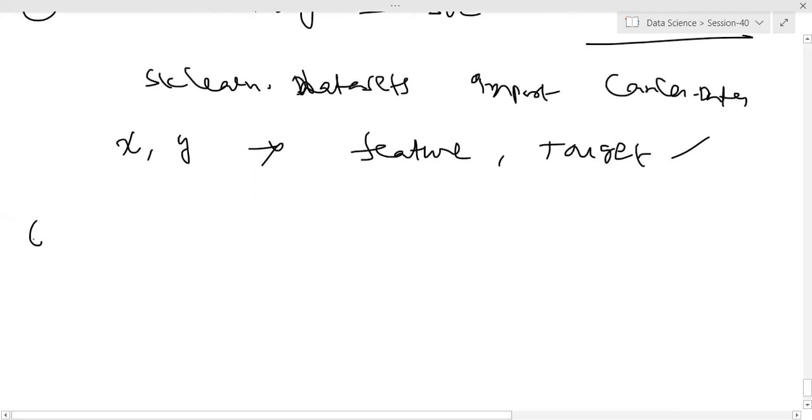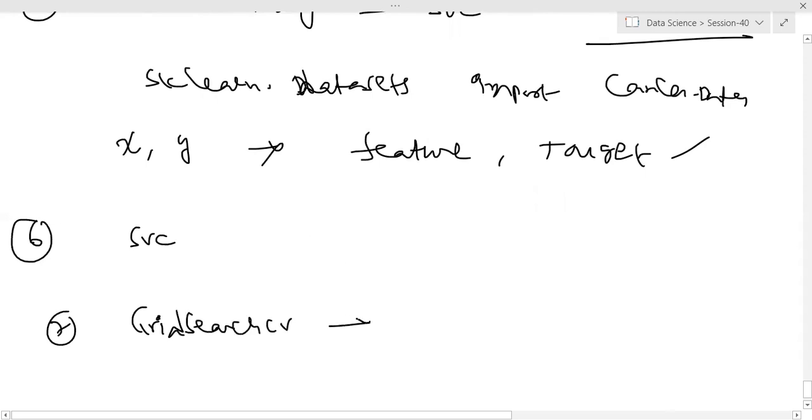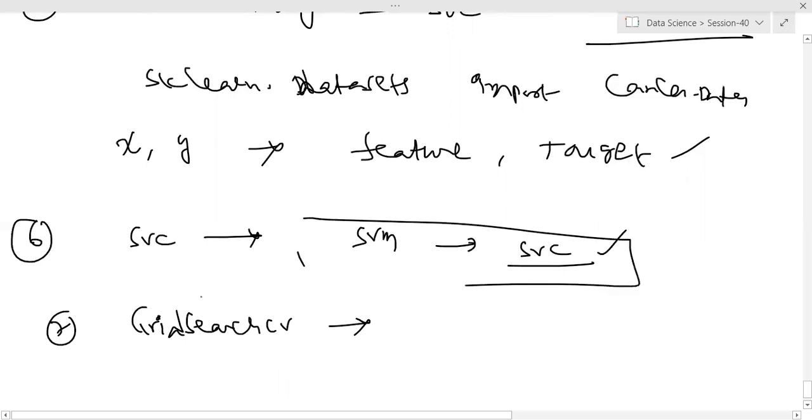Next, at a high level, we came across SVC as well as GridSearchCV. This GridSearchCV suggests which is the best parameter out of the kernels as well as the regularization aspects. And the support vector classifier we have taken from support vector machine. From that we have taken the SVC. So this is how you can go through and verify the support vector machine as well as the support vector classifier.